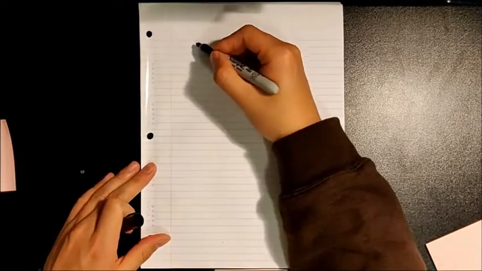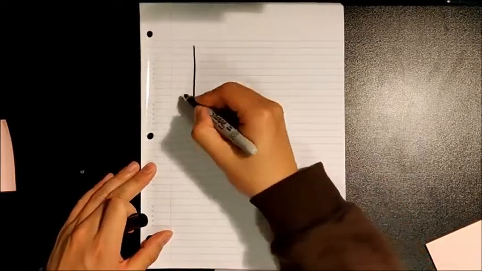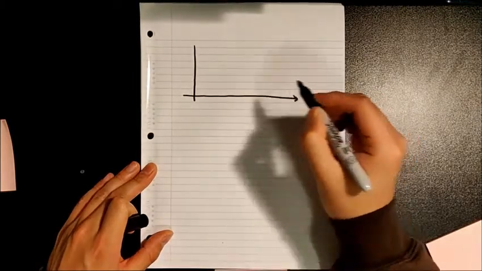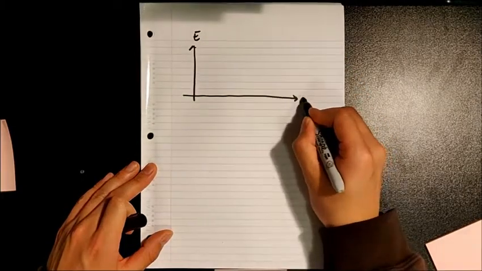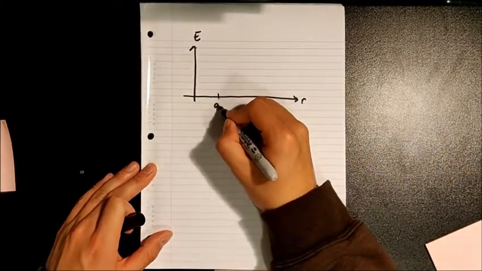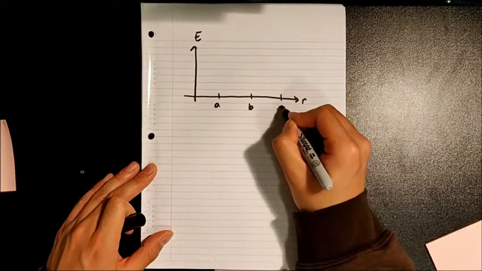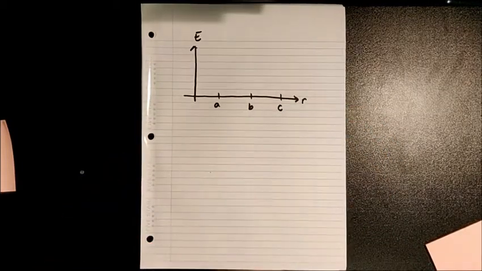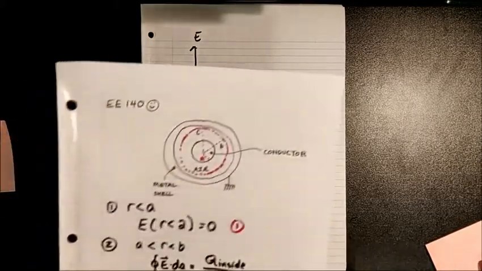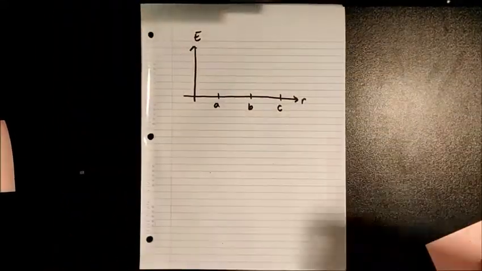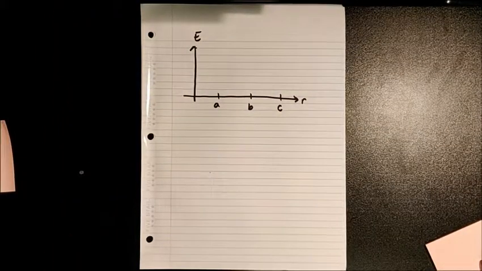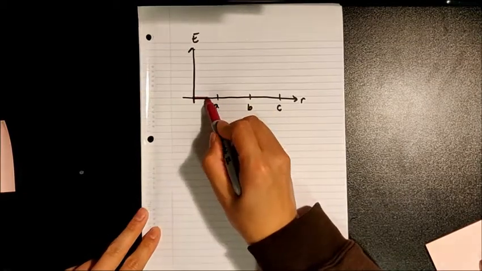So to plot it, you simply draw the plot. This E and R, and we have three sections: A, B, and C. Looking at the equations we calculated, when R is less than A, it's going to be 0. That means when R is less than A, it will be 0.